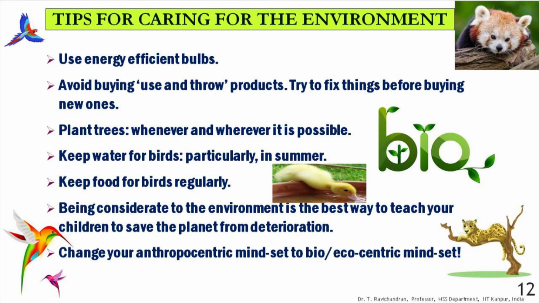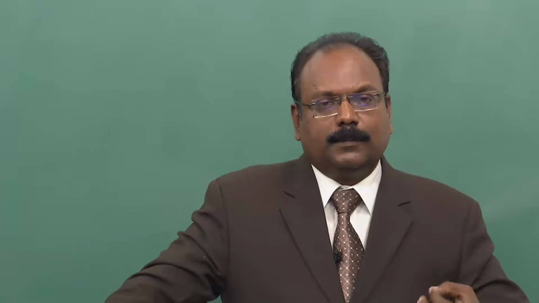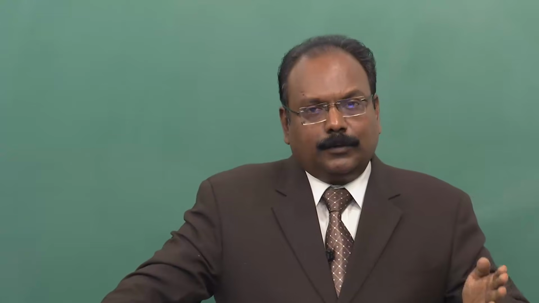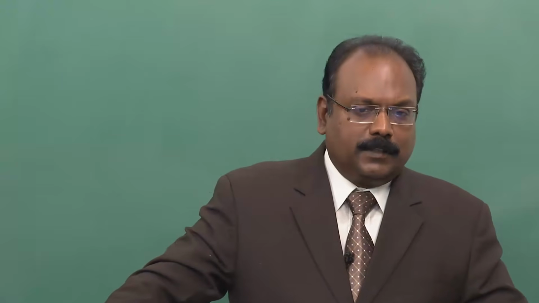The next important thing is to plant trees whenever and wherever it is possible, as many as you can. Take care of them, pour water regularly, and it gives a very good and satisfied feeling. The next one for the environment is to keep water for birds, because birds look for water particularly in summer, and when they are not able to quench their thirst, some birds even die because of the scorching sun and heat. And you should also keep food for birds regularly.